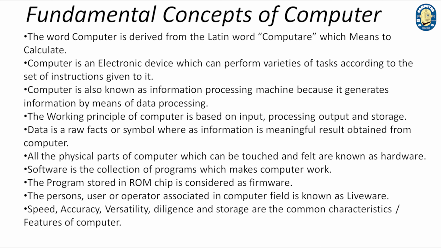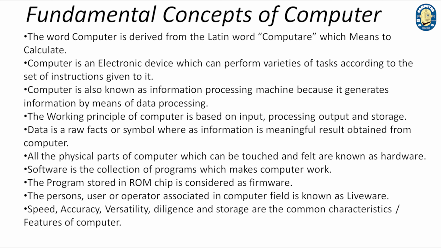Data is a raw fact or symbol, whereas information is meaningful result obtained from computer. All the physical parts of computer which can be touched and felt are known as hardware. Software is the collection of programs which makes computer work. The program stored in ROM chip is considered as firmware. The persons, user or operator associated in computer field is known as liveware.